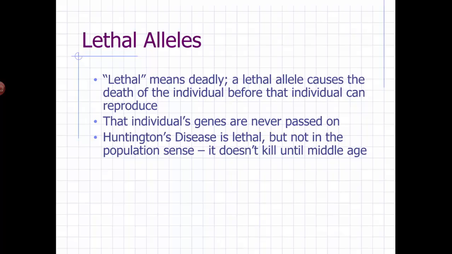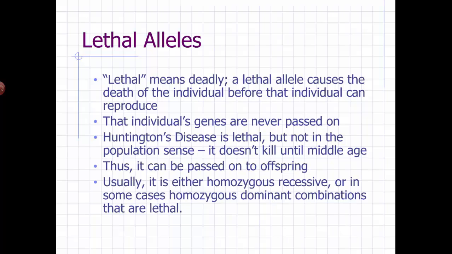So to distinguish between those two, Huntington's disease is lethal, but not in the biological sense. So it'll kill everybody who has it, but it doesn't kill until middle age. As a matter of fact, you usually don't start having symptoms until middle age. So that's long after the possibility of having children. So it can be passed on.